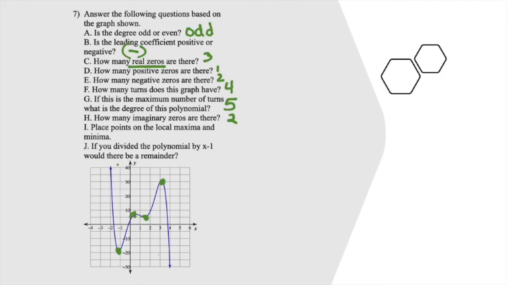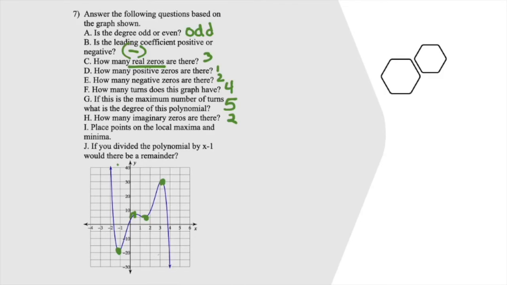Letter J actually isn't new. I didn't get this. Can we go over this one? Yes, we're going to go over this. Okay, so it says if you divided the polynomial by x minus 1, would there be a remainder? Yes. And she said yes. Can you help us know why? I don't know, I'm guessing. It's a 50-50 chance, right?